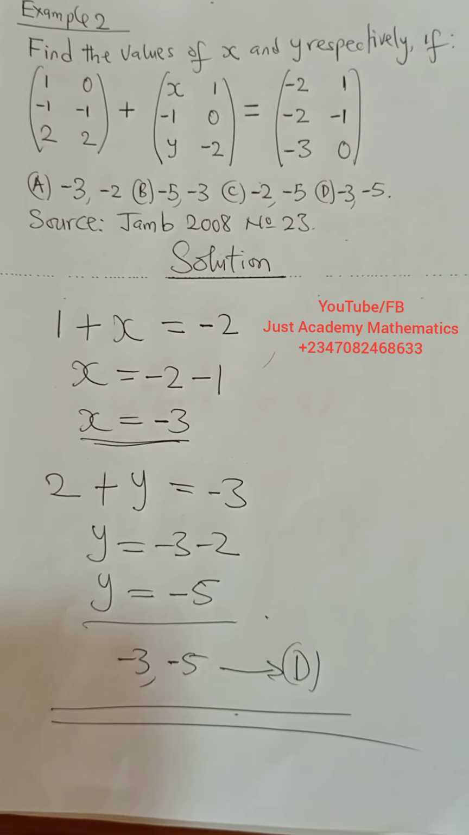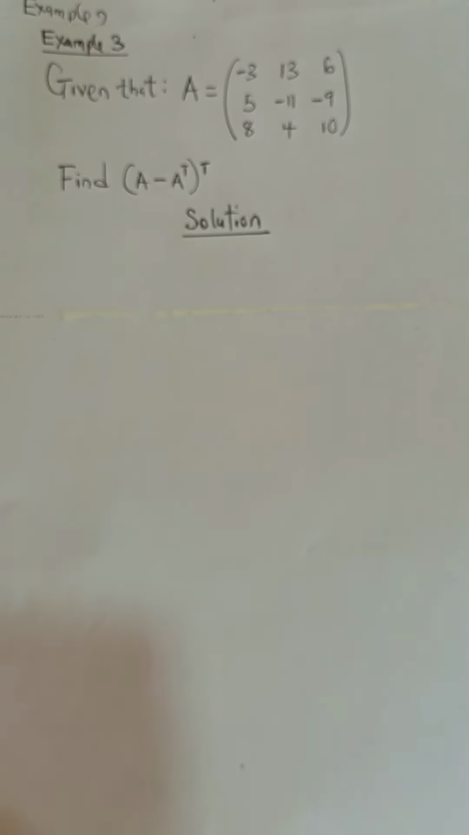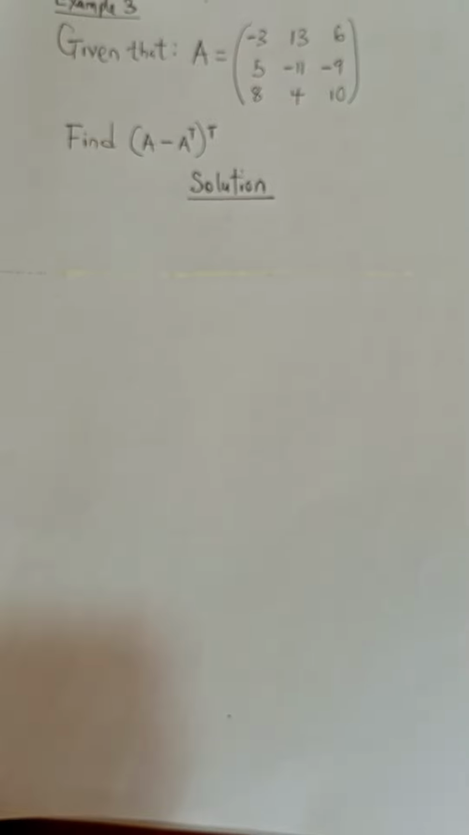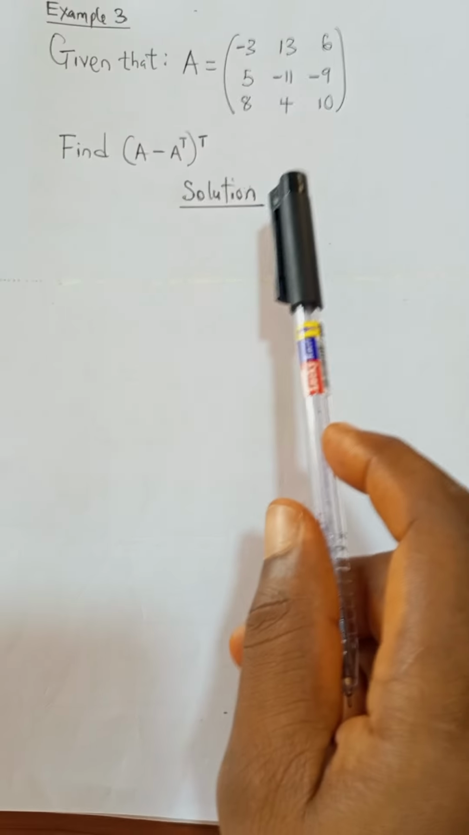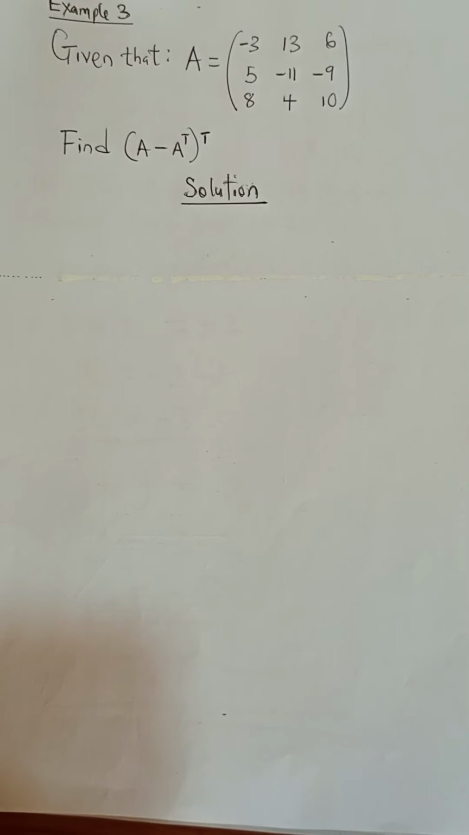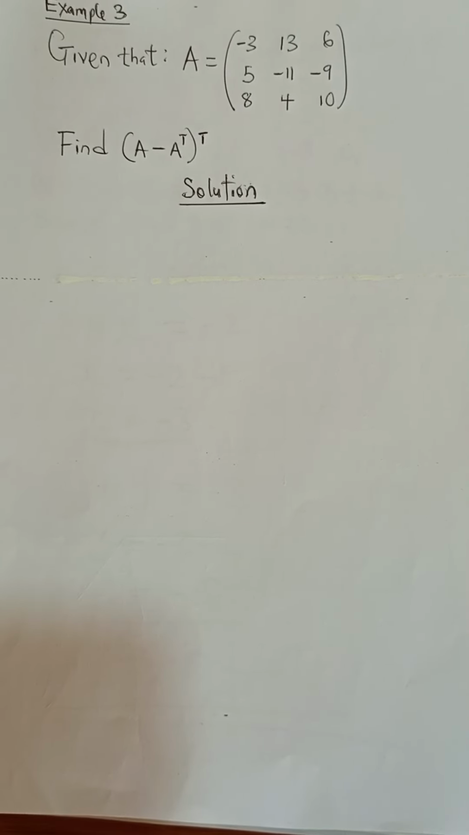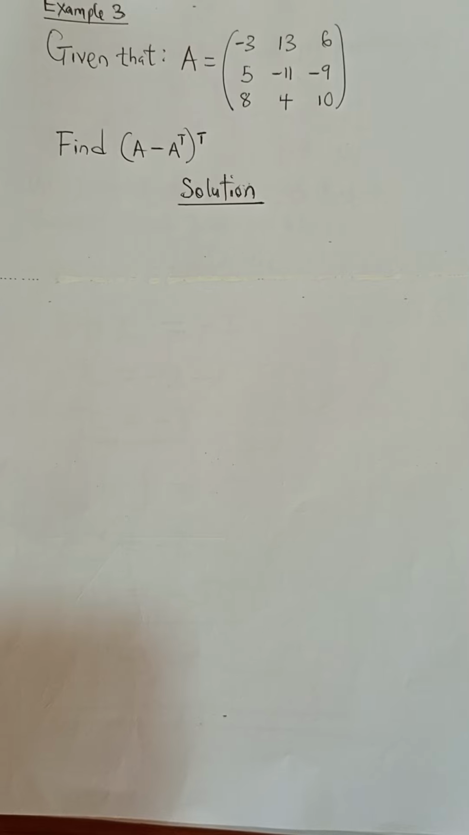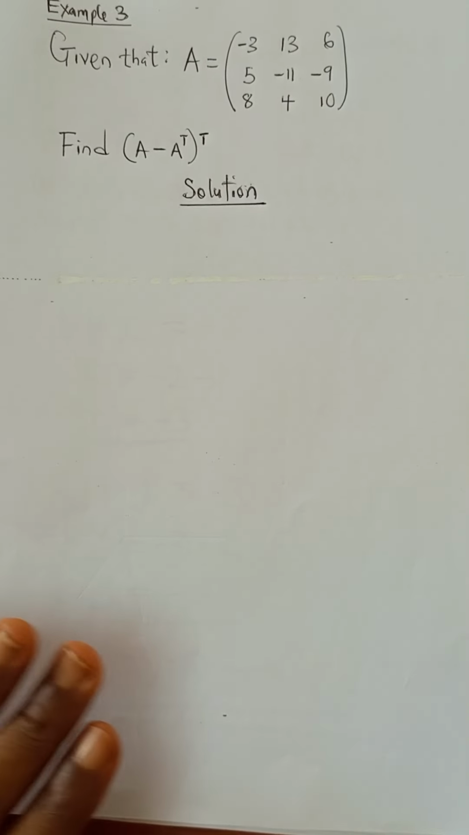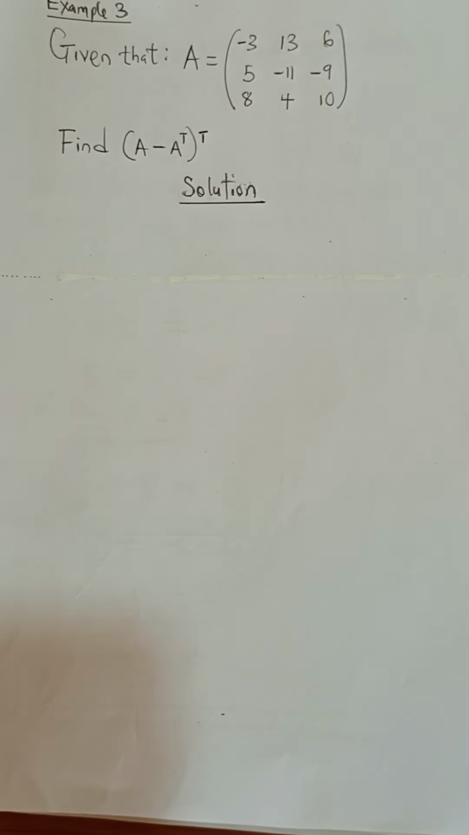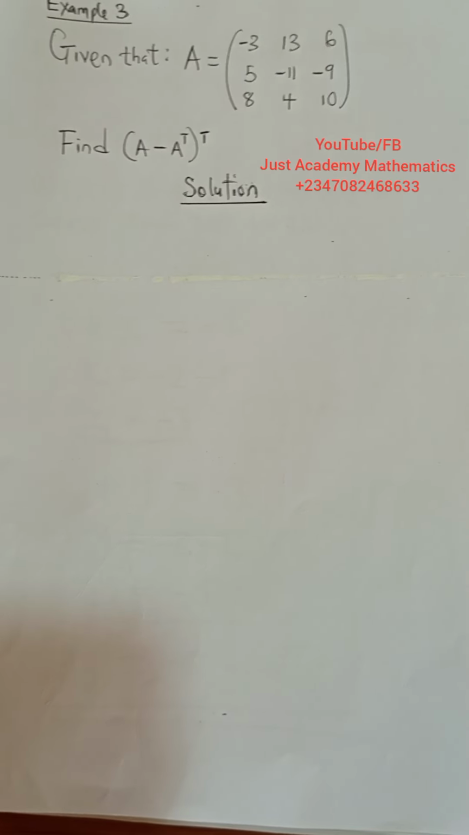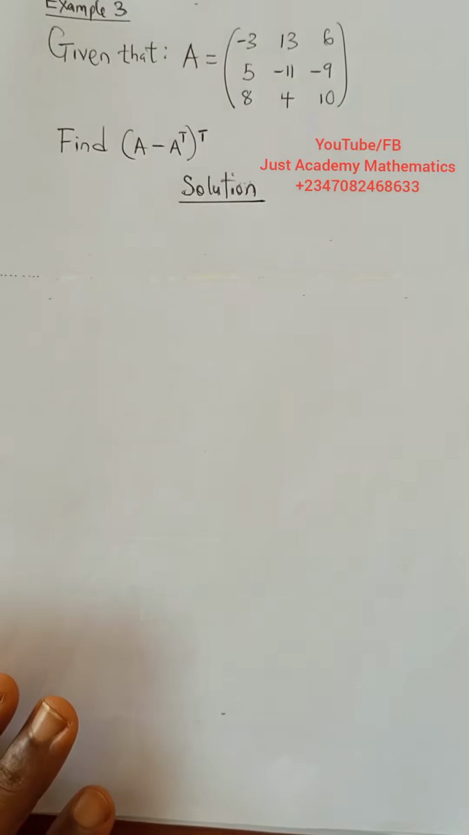Let me show you one more. Okay, to conclude this class now, look at this. They say given that matrix A is equal to, can you see matrix A here? So they want us to find A minus A transpose, then transpose the answer. Now this is very simple. Remember transpose of matrix. I will show you. Even if you have not watched the video on transpose, it's something you can know right now.